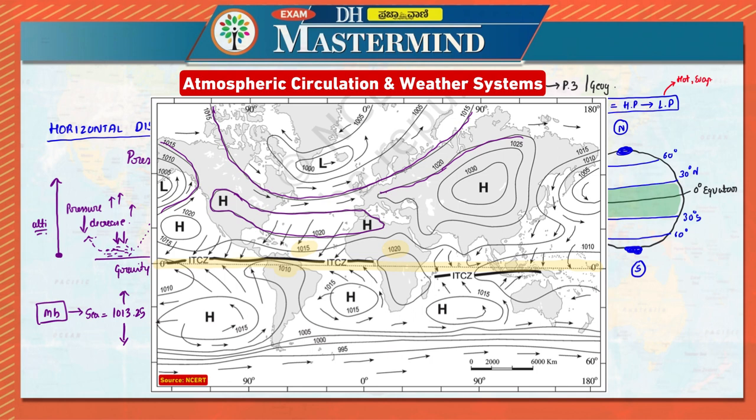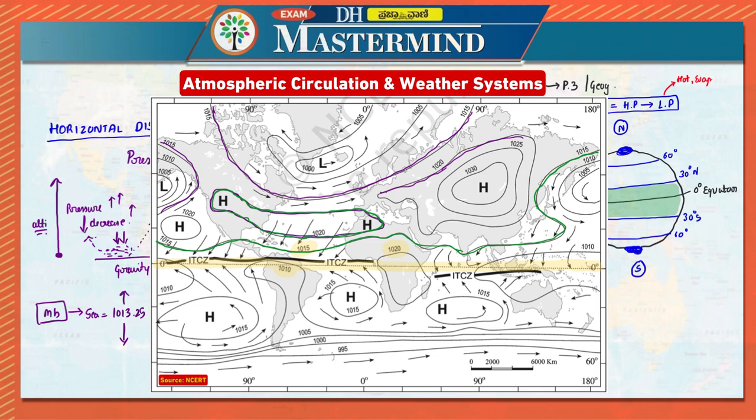So if you look at this particular line, it is 1015 only. So wherever there are 1015, it is connecting that particular line. So if you look at this particular isobar, it is 1015. That is how the pressure is varying horizontally across the earth. Above that, if you look at this, it is 1020. So see, this is how the 1020 isobar is varying across the earth.